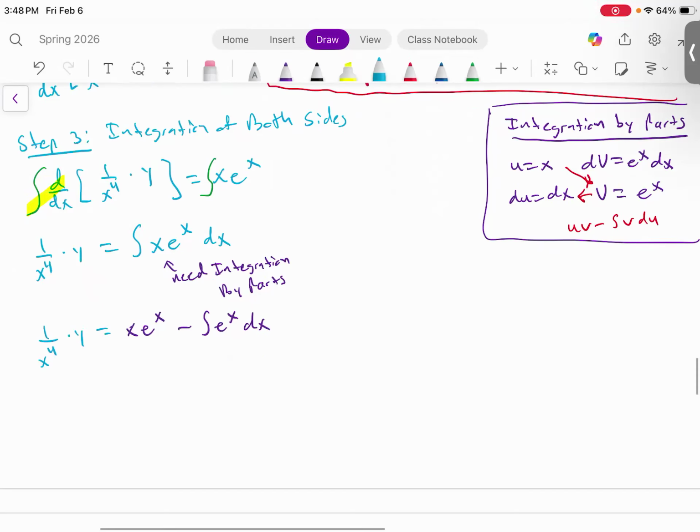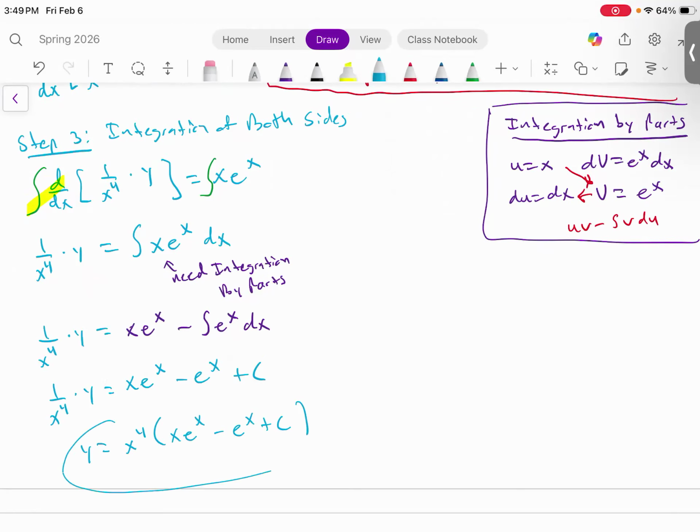Okay, and almost done. 1 over x to the fourth times y equals x e to the x minus e to the x plus c. And I can multiply everything by x to the fourth. So I'll have x to the fourth times x e to the x minus e to the x plus c. And we'll leave it like that.